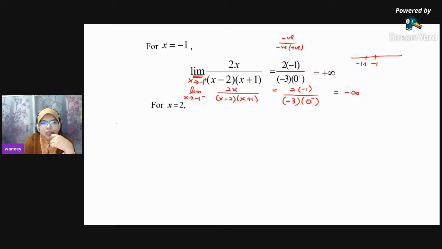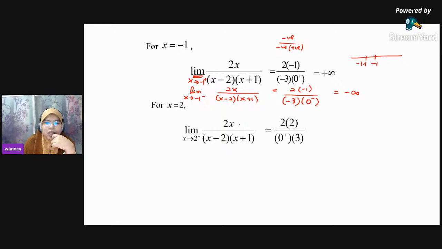Then for x equal to 2, the limit as x approaches 2 from the right hand side of 2x over (x minus 2)(x plus 1). Substitute x with 2, so 2 times 2, over 0 with a plus because we are approaching 2 from the right hand side, times 3. So this is positive infinity.